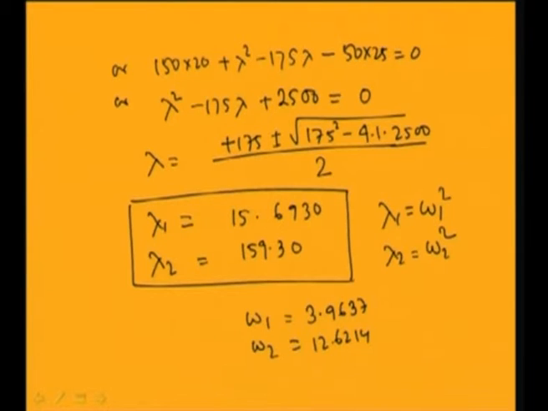So, these are the natural frequencies or normal mode frequencies of the system. So, omega 1 corresponds to the first mode frequency and omega 2 corresponds to the second mode frequency. Now, to find the modal matrix, one has to find the eigenvectors of the system.